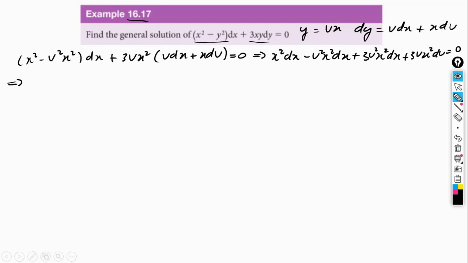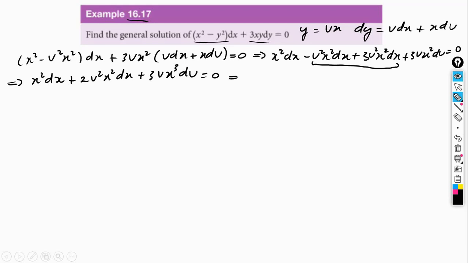Continuing over here, notice that we can simplify because this and this are similar terms. So this is going to simplify a bit into x squared dx plus 2 v squared x squared dx plus 3 v x cubed dv is equal to 0.